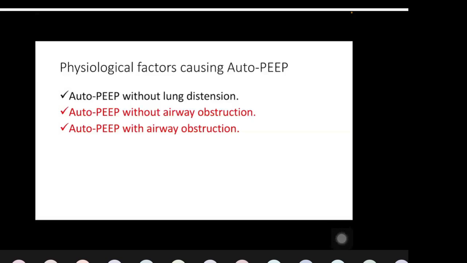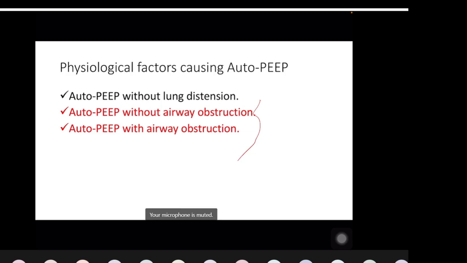So what are the various physical factors that cause auto PEEP? Auto PEEP can occur without hyperinflation, and with hyperinflation. Auto PEEP without lung hyperinflation or lung distension occurs with active expiration, that is, active recruitment of expiratory muscles. But these two conditions can occur without and with airway obstruction, and it can cause dynamic hyperinflation. One of the common reasons is COPD.